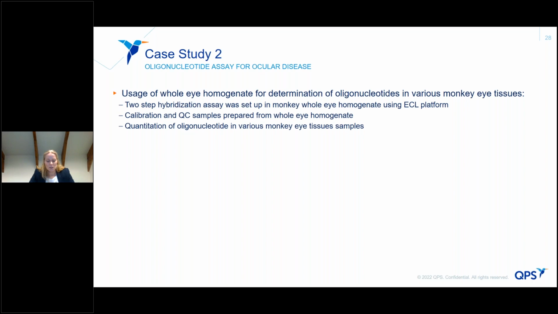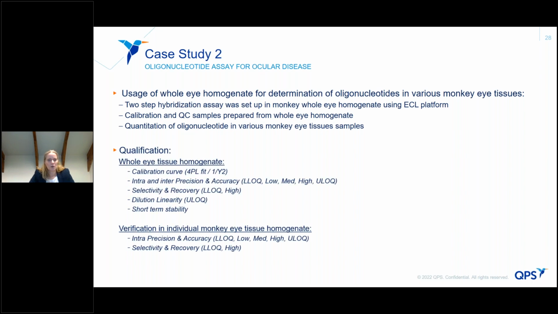So what we did is we set up again a 2-step hybridization assay in monkey whole eye homogenate using our ACL platform. We prepared calibration and QC samples from the whole eye homogenate, and we quantified oligonucleotides in various monkey eye tissue samples. So we started with the whole eye tissue homogenate and qualified this as well.